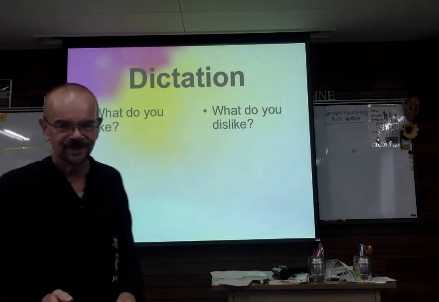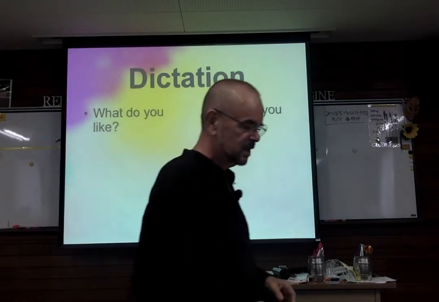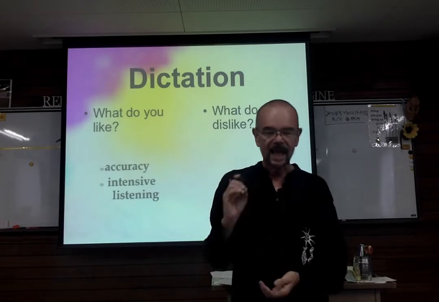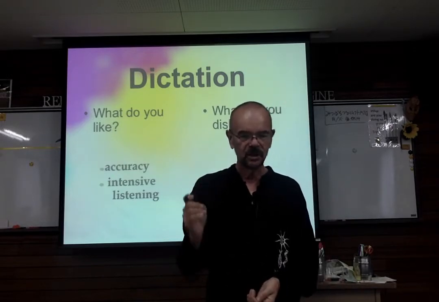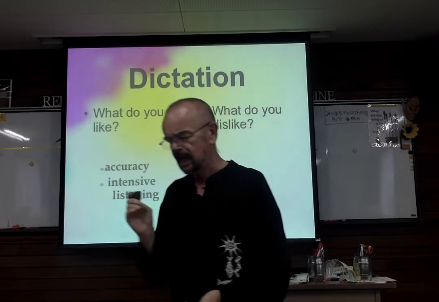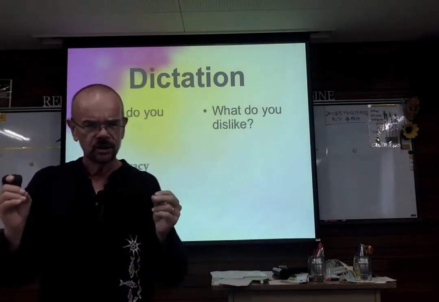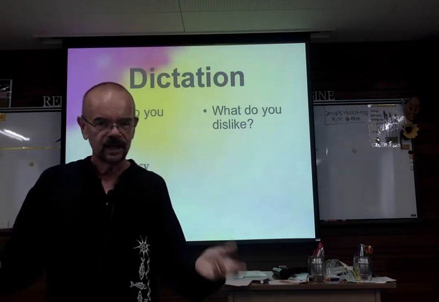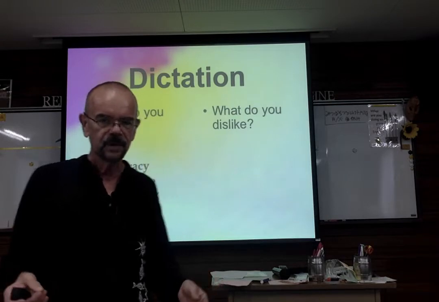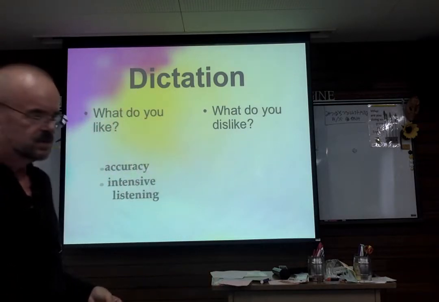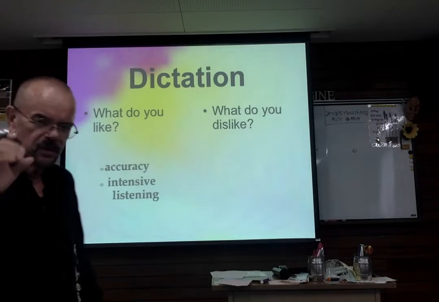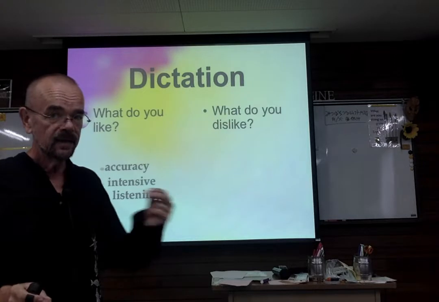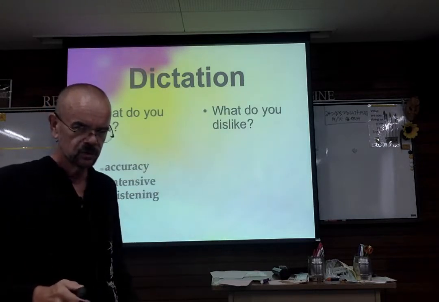Okay? We ready to look at what we like and dislike? Let's start with what we like. Three things I wrote. Accuracy. Dictation is good accuracy work. And I find if they're short, students actually like it. Students like finding out when they're correct. Also, it's intensive listening. It's very focused. You know what you're listening for. You know what you're trying to do. And that's something students like and something that's useful as well.